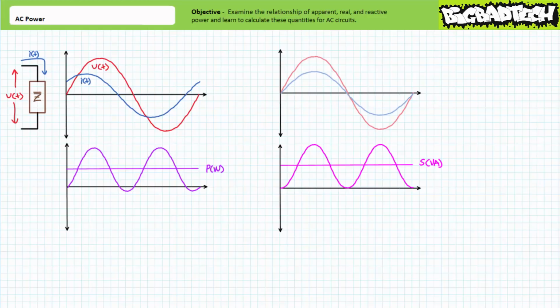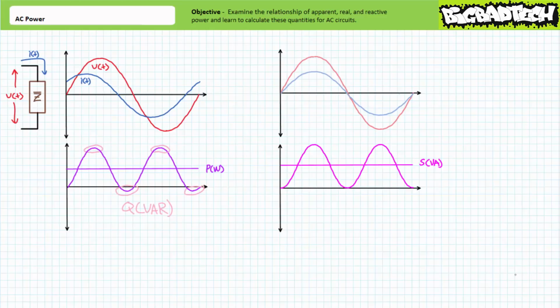The answer is, quite obviously, that real power accounts for periods of positive and negative power due to the phase shift between voltage and current, whereas apparent power does not. If apparent power is to be likened to an ideal scenario in which voltage and current are perfectly in phase with one another and all power is assumed to be positive, it's almost like real power is what's left over after these phase-shifted effects are accounted for.